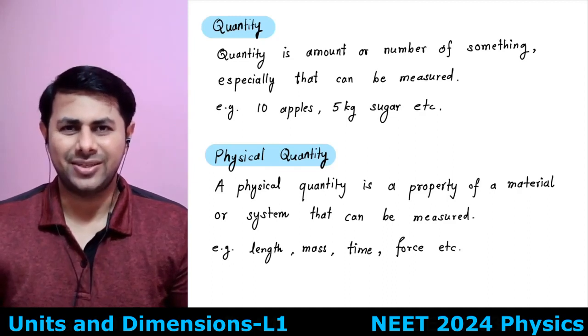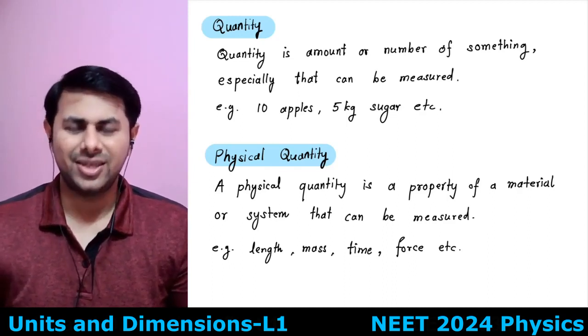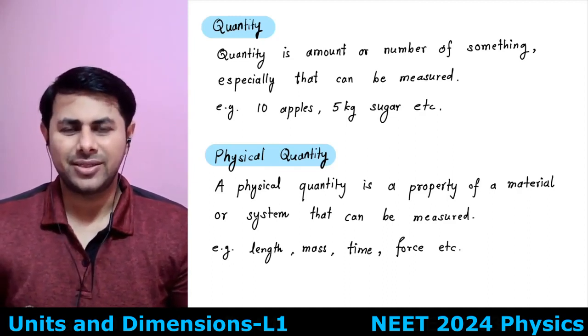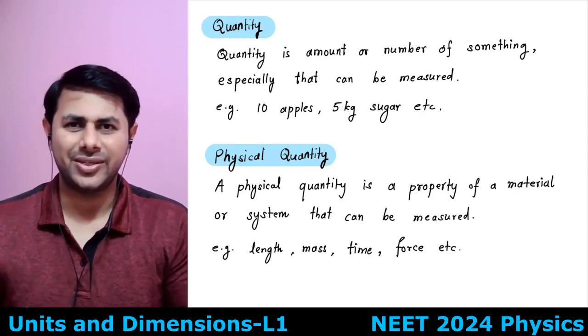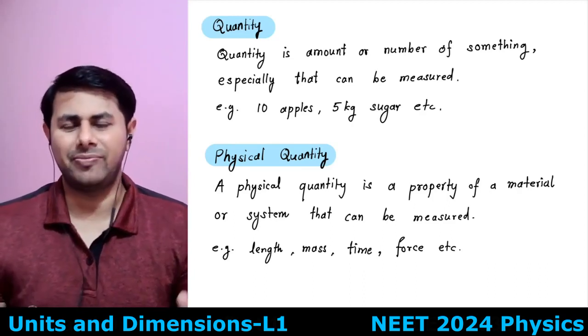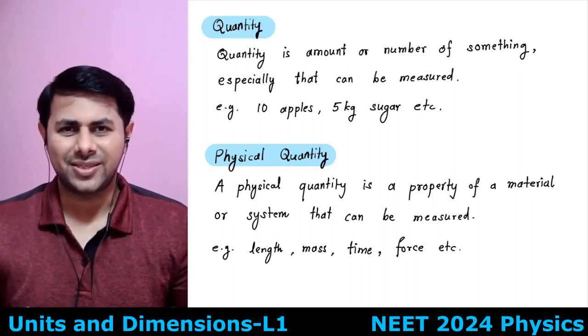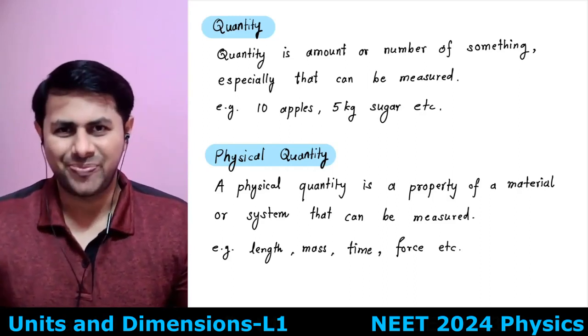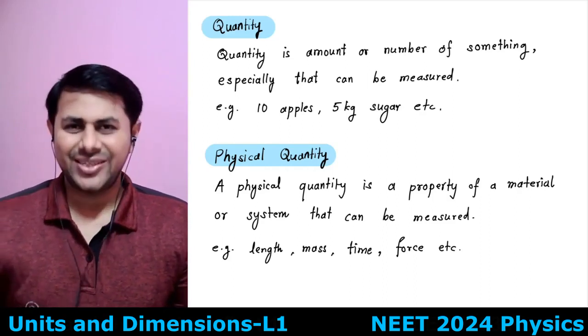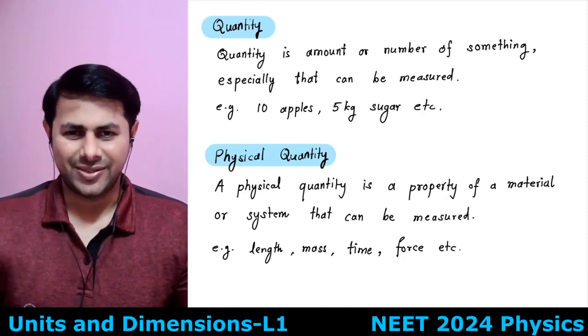It can be anything. The number of students in your class. It may be, let's say, the number of fruits, like 10 apples or 15 bananas, or the number of clothes in your wardrobe. So quantity is anything which can be measured.